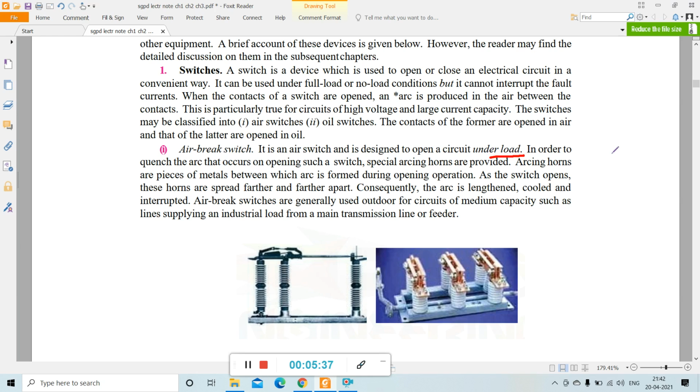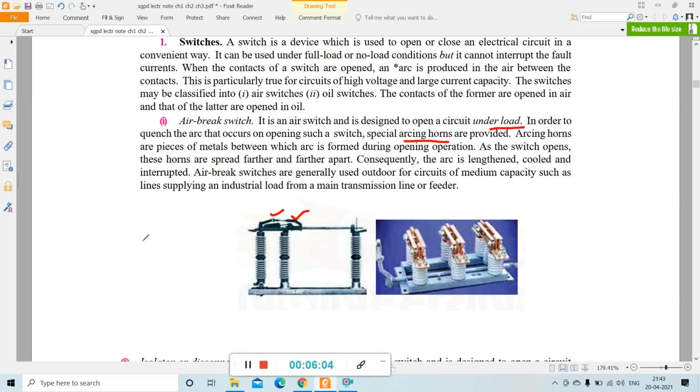Okay, in order to quench the arc that occur on operating such a switch, a special arcing horn. See, these are the arcing horn. Okay, so arcing horns are provided. So arcing horns are piece of metal between which arc is formed during opening operation. As the switch opens, these horns are spread farther and farther apart. Consequently, the arc is lengthened.